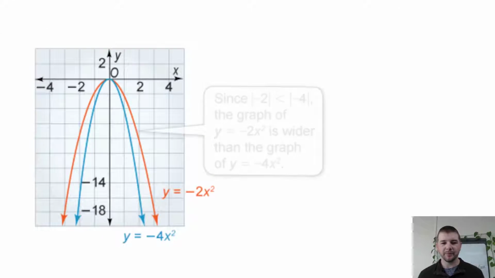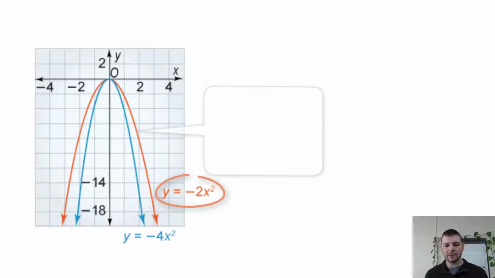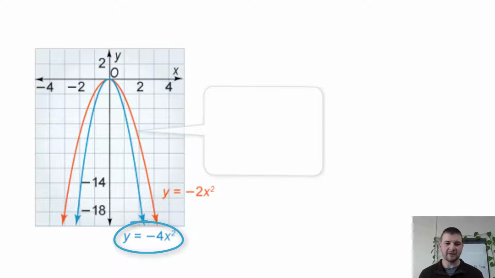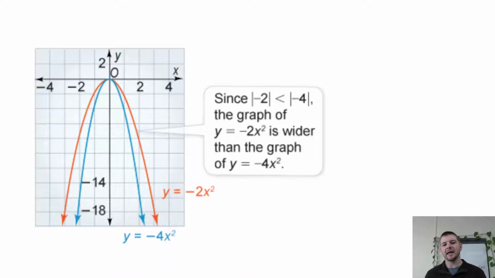Consider this example. y equals negative 2x squared, graphed here in a downward opening parabola in orange, and y equals negative 4x squared, similarly graphed in blue. Since the absolute value of negative 2 is less than the absolute value of negative 4, the graph of y equals negative 2x squared is wider than the graph of y equals negative 4x squared.